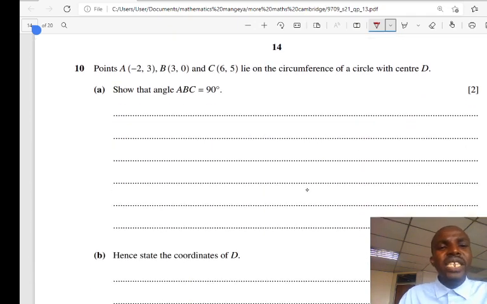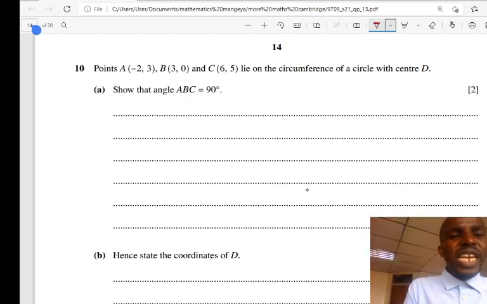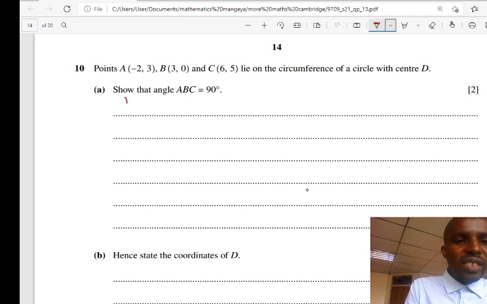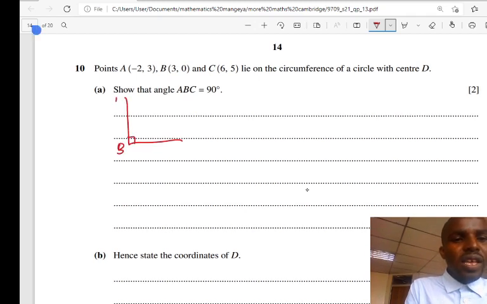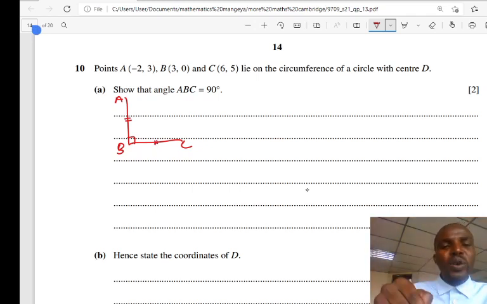Question number 10. Points A, B, and C lie on the circumference of a circle with center D. Show that the angle ABC is equal to 90 degrees. Right? Show this angle is 90 degrees. There is AB and AC. To show it's 90 degrees, the gradient of AB and the gradient of AC, the product of the gradients, must be equal to minus 1. So in this case, just find the gradient of AB and the gradient of BC, then multiply the two.